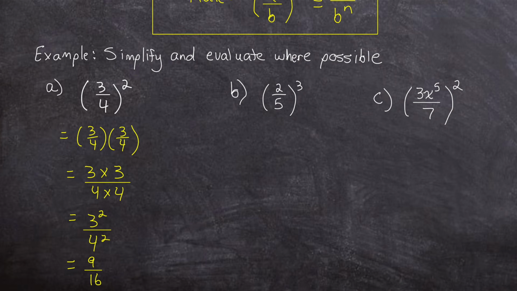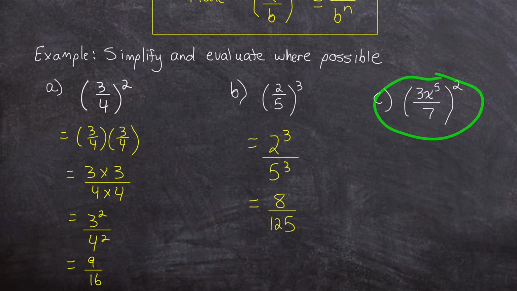And now that you can see how the rule works, let's do part B and C. Part B, since the base of the power is a quotient, I know I have to put that exponent of 3 as the exponent on both the 2 and the 5, giving me 2 cubed over 5 cubed, which is just 8 over 125. Part C will be a little bit trickier.